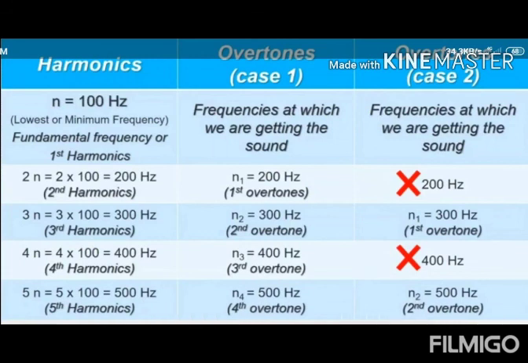To understand the concept of overtone, we will see case 2. In this case 2, I have given two frequencies, 200 Hz and 400 Hz, which are not actually present in the sound. Therefore, n equal to 100 Hz is our fundamental frequency, and in case 2, n1 equal to 300 Hz is the first frequency which is actually present in the sound. Therefore, it is considered the first overtone. And next, n2 equal to 500 Hz, and this frequency is also actually present in the sound. Therefore, it is the second overtone. As we know, the overtones are only those multiples of the fundamental frequency which are actually present in a given sound.